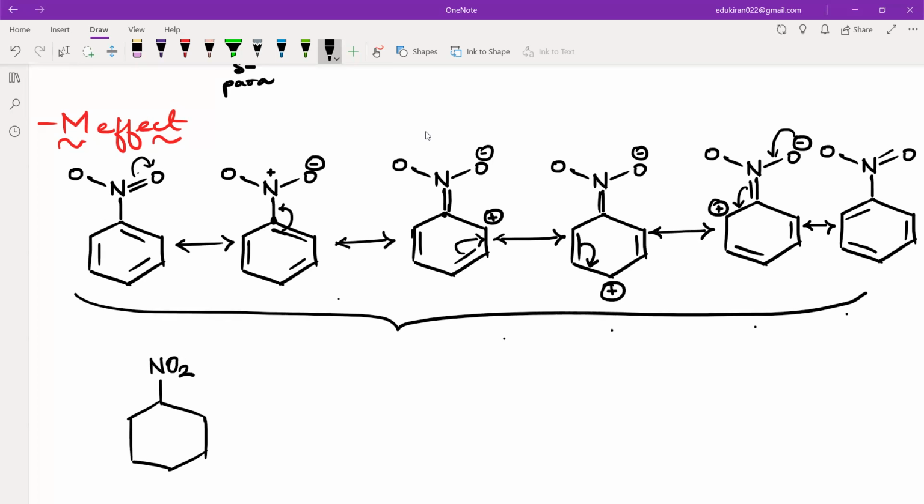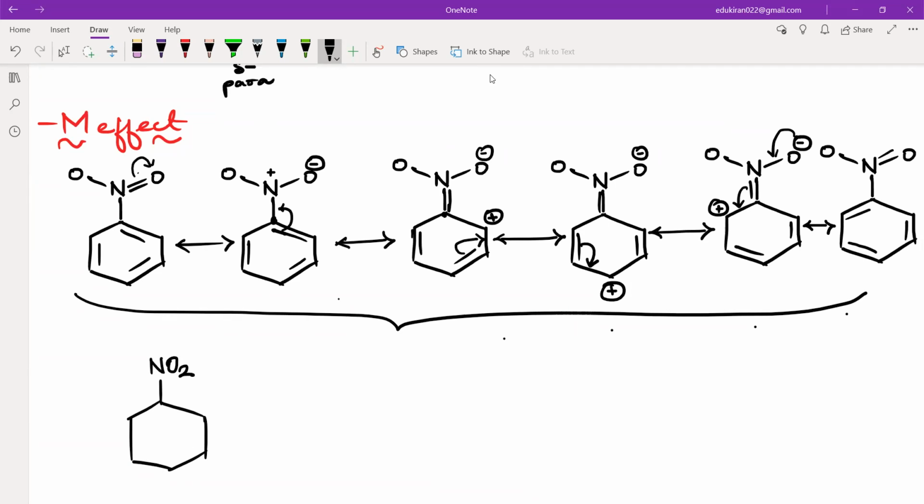So we don't want to see whatever is happening inside the nitro group, because we are not concerned with whatever is happening inside the nitro group. We are more concerned with what is happening on the benzene ring. Is electron density increasing or decreasing? And at which position is it increasing or decreasing?